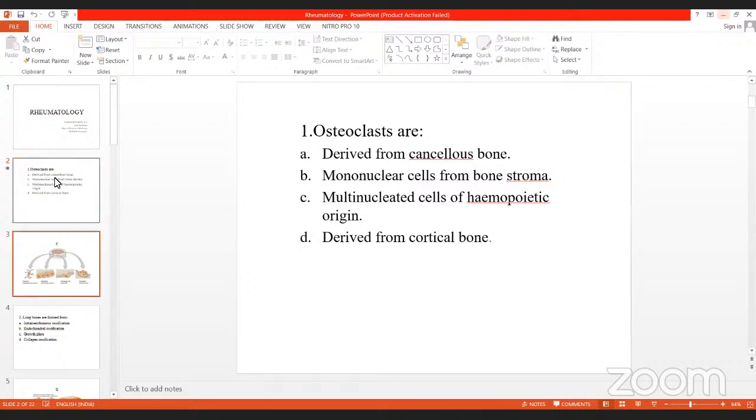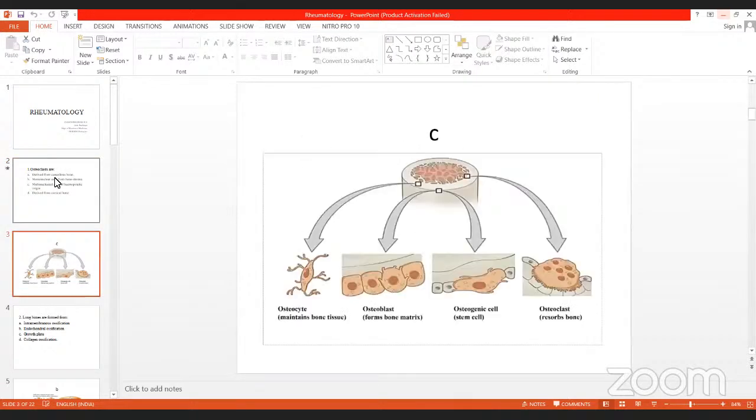So in this picture, you can see the 4 types of bone cells: osteocyte, osteoblast, osteogenic cell, and osteoclast. Osteogenic cell is basically a stem cell which gives rise to all the bone cells. Osteocyte is the mature bone cell. Osteoblast is the immature cell. Osteoclast is derived from the hemopoietic stem cell. So I think you understand osteoclast, osteocyte, osteoblast, and also osteogenic cell. Okay.